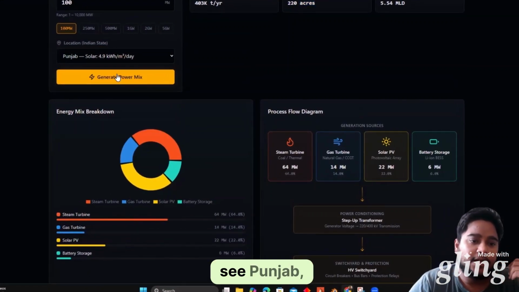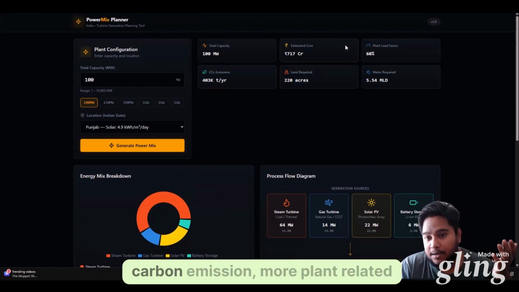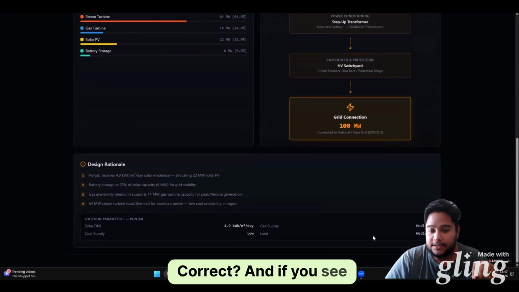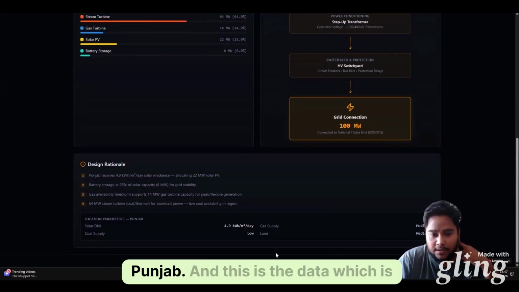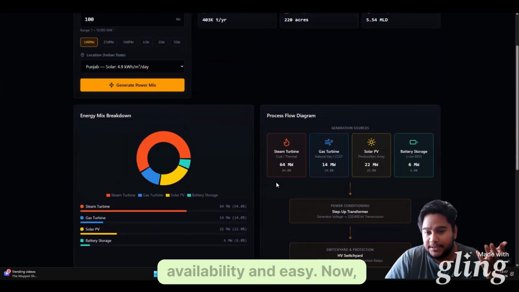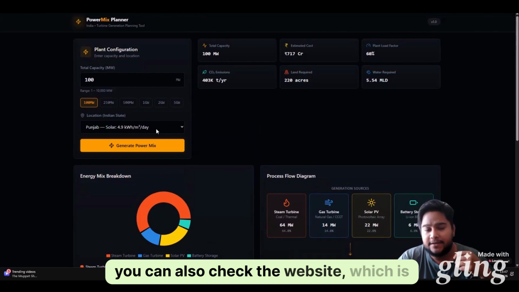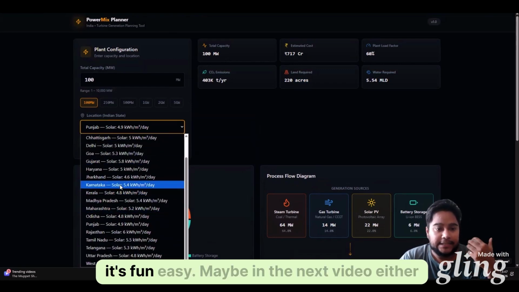If I see Punjab, my cost is more, land is less, solar is less, carbon emission is more, and plant load factor is higher, so I need more water, correct? And gas supply is available, as we have one gas supplier there in Punjab. This is the data on availability and ease. You can also play around with the website that is built and let me know if you have any comments. It's fun and easy.